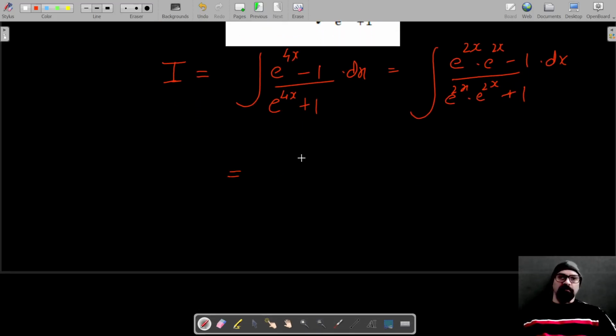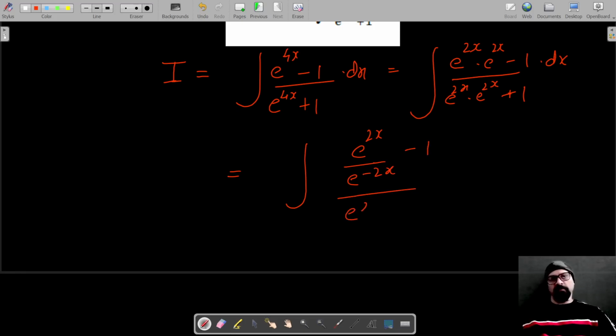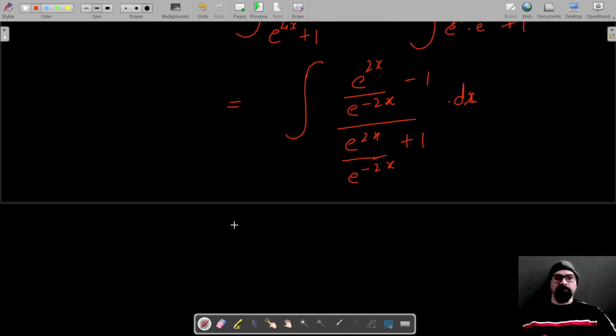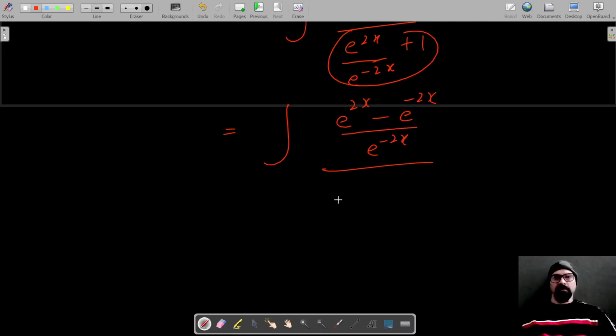Okay, now let me rearrange them. Let me take this down. So this is e raised to the power 2x minus e raised to the power minus 2x upon e raised to the power 2x plus e raised to the power minus 2x into dx. And why I am doing this is to get this in some standard form so that I can integrate it using one of the methods of integration. If I take the LCM, the e raised to the power minus 2x in the denominator gets cancelled.